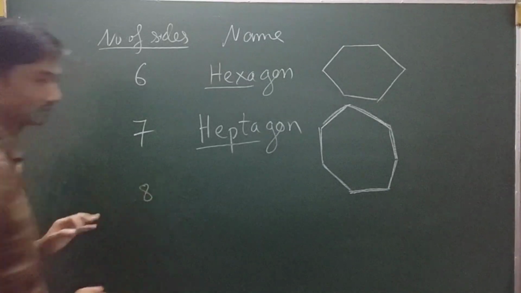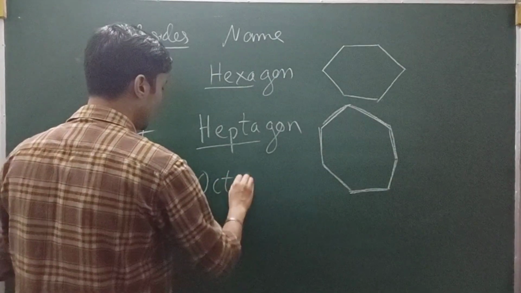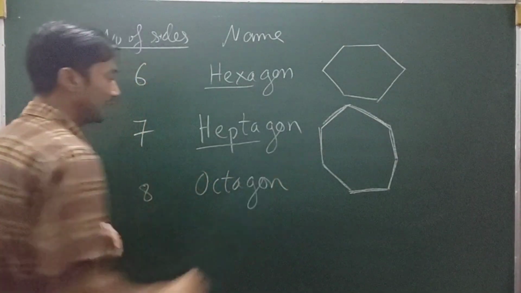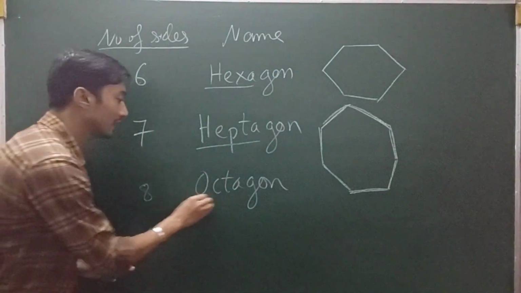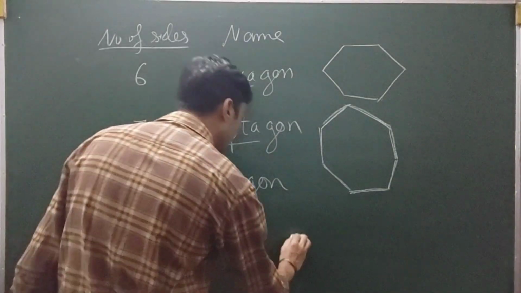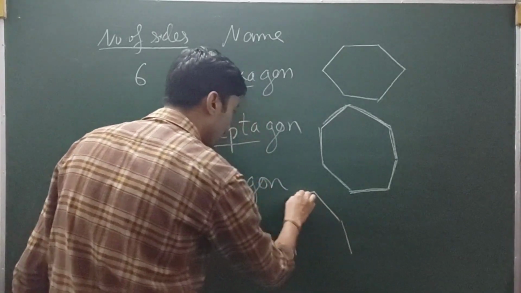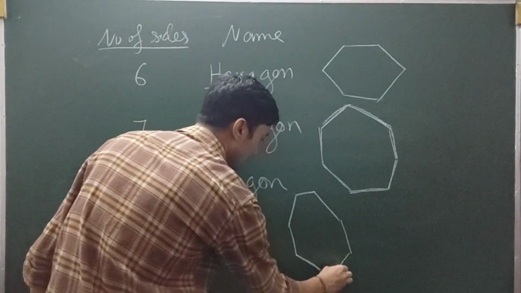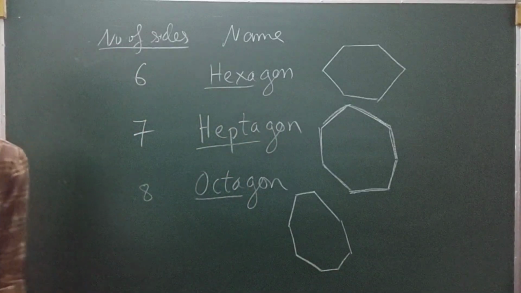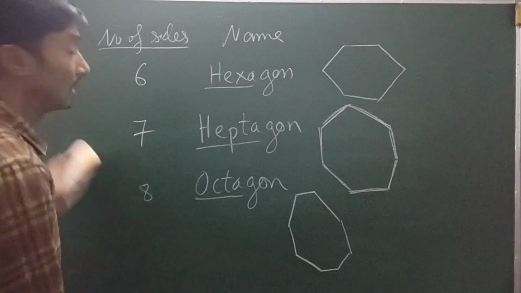8. Octagon, O-C-T-A-G-O-N. With 8 sides, we call it octa. Octa again means 8. Octagon. So an octagon has 8 sides, like 1, 2, 3, 4, 5, 6, 7, 8. 8 sides. That's called an octagon. I'm not very good at drawing, so please excuse me with that.